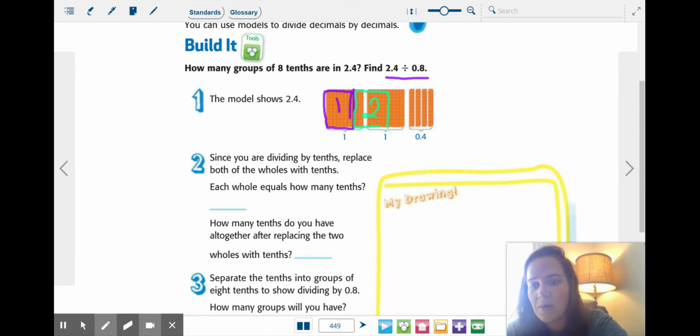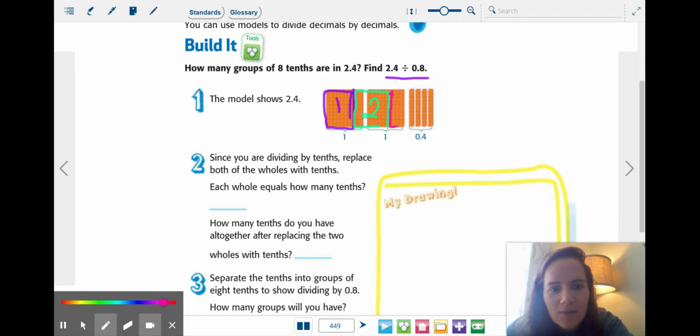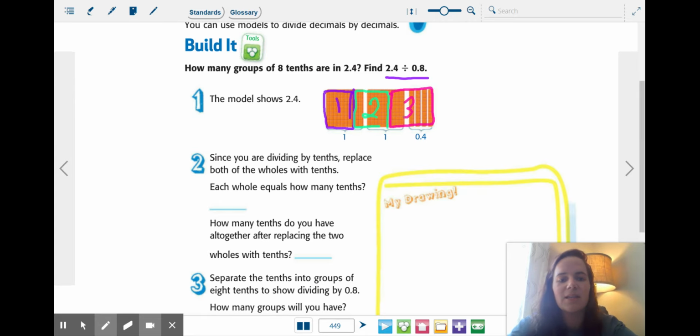And then now I need to do our last one. I guess we will be using pink. So here's 4/10. Group it with these 4/10. All together, we end up getting how many groups? 3. Okay.